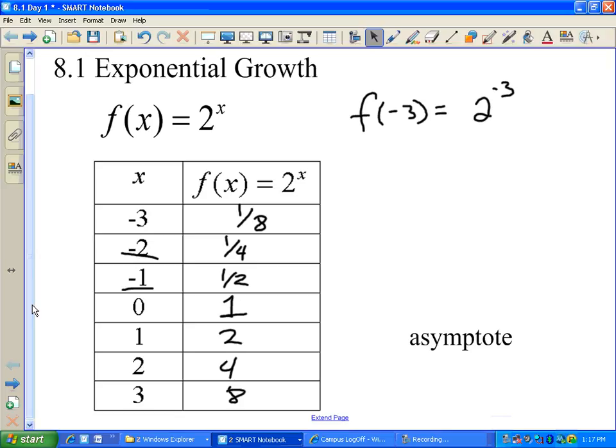What happens if I make my x negative 4? What's my fraction? It'd be 1 over 16. So negative 4 would be 1 over 16. Negative 5 would be what? 1 over 32. Negative 6 would be 1 over 64. Negative 7 would be 1 over 128. Negative 8 would be 1 over 256. Negative 9 would be 1 over 512. Negative 10 would be 1 over 1024.